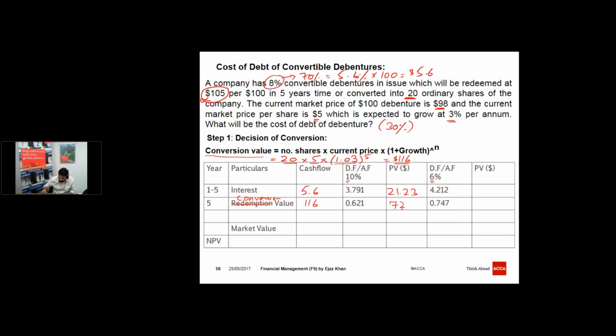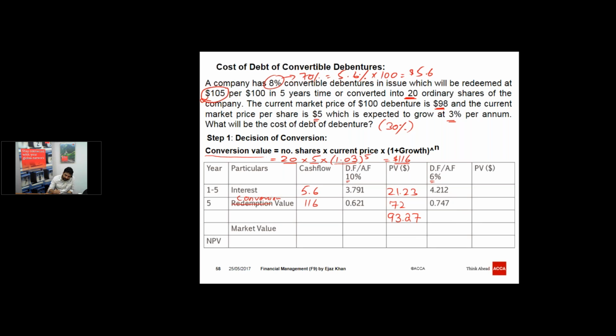72 plus 21.23, 93.27. Okay, 93.27 is what he's going to get in 5 years. This is the present value of what he's going to get in 5 years in the form of interest and in the form of shares.